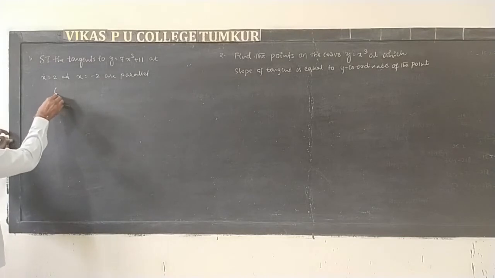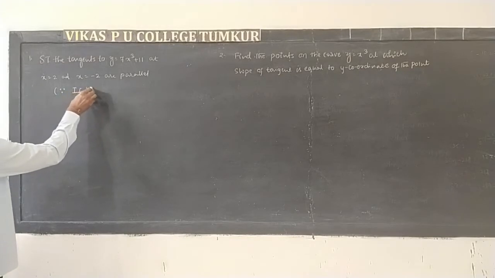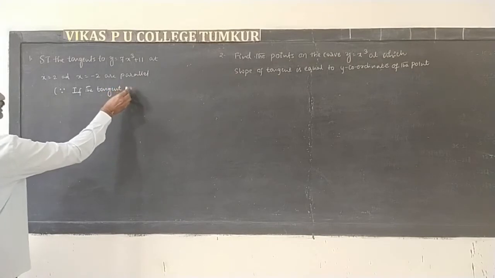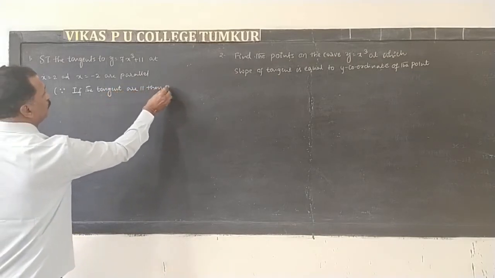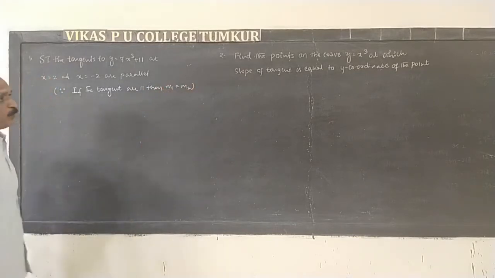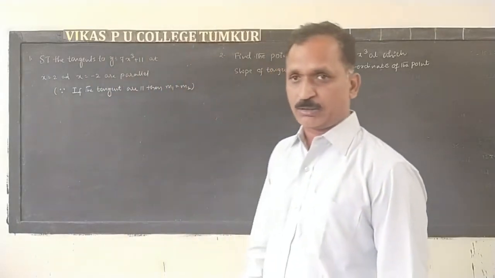And just remember, I will give you one clue here, right? If the tangents are parallel, remember, then the slopes of those two lines should be equal. The slopes equal ಆಗಿರಬೇಕು. It is sufficient to show that those slopes are equal.